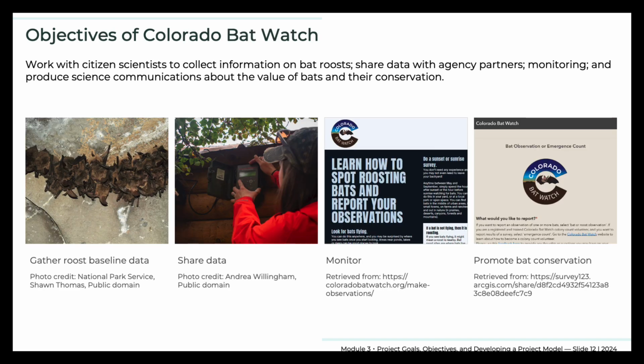Organizers of Colorado Bat Watch acted on 4 objectives to achieve the goal of providing reliable data to meet statewide bat monitoring needs. 1. Collect baseline data on site locations and characteristics, with emphasis on roost sites and anthropogenic structures. 2. Make data on bat roost sites available to agency partners. 3. Engage volunteers in monitoring at bat roost sites. And 4. Generate media around the project, and hold trainings and educational events to recruit the public to participate and to teach the public about the value of bats and their conservation.